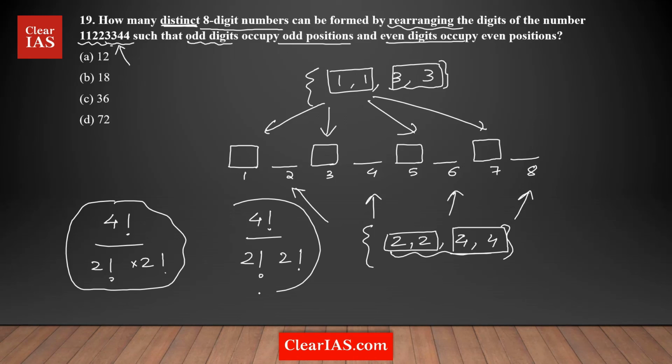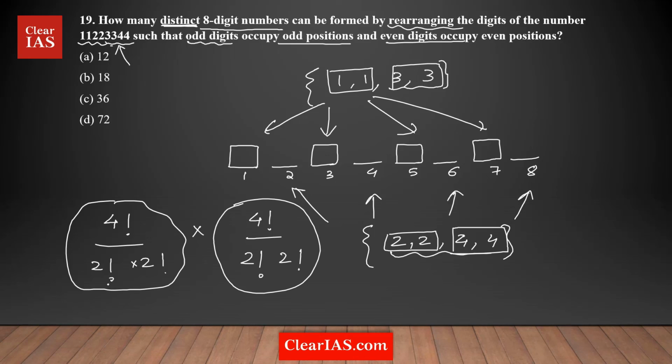So now you have two arrangements here. Do you think you will multiply or add? Is it a continuation of events? Yes, it's a continuation. First, you are arranging the digits at the odd places, then you are arranging the digits at the even places. It's a continuation of events, so you multiply the total outcomes here.